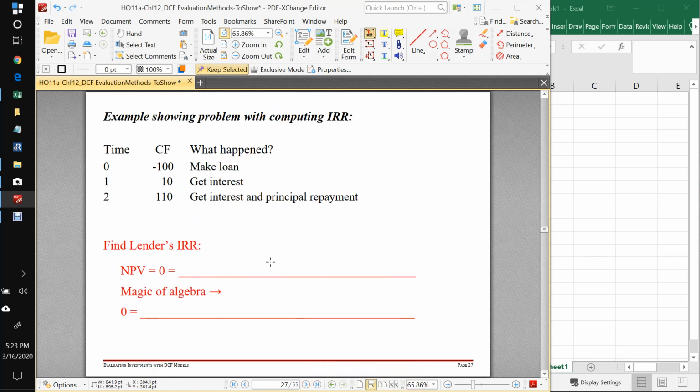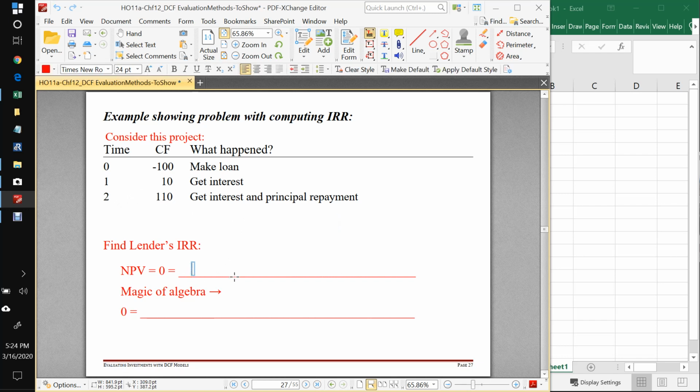So let me show you an example illustrating the problem with computing the IRR. Let's say we've got this project. At t equals 0, we'll make a loan of 100. At t equals 1, we'll get an interest payment. And at t equals 2, we'll get another interest payment, and we'll get our principal repaid.